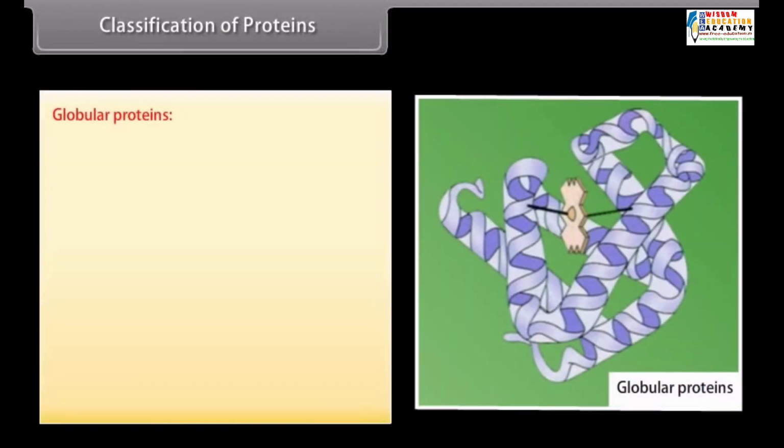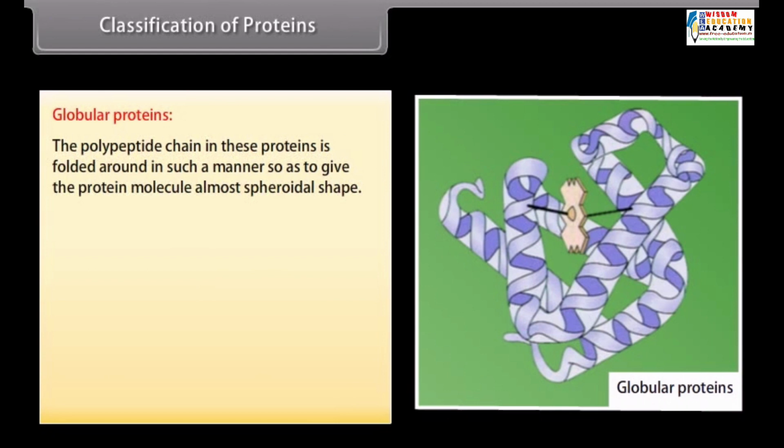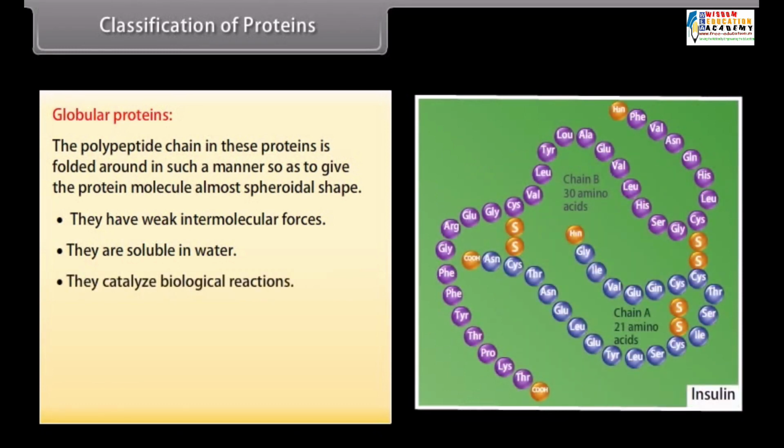Globular proteins. The polypeptide chain in these proteins is folded around in such a manner as to give the protein molecule an almost spheroidal shape. They have weak intermolecular forces. They are soluble in water. They catalyze biological reactions, for example, insulin and thyroglobin.